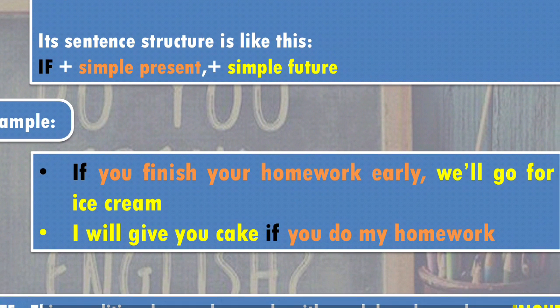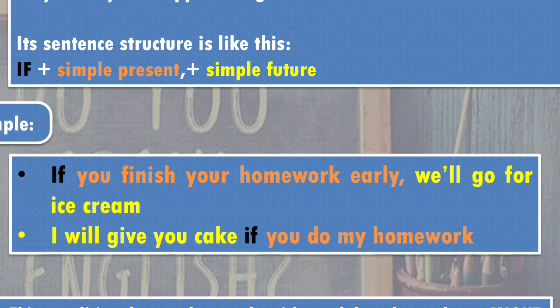Let's see the examples. If you finish your homework early, we'll go for ice cream. Si terminas tu tarea temprano, iremos por helado. I will give you cake if you do my homework. Te daré torta o pastel si haces mi tarea. Como vemos acá, la cláusula if es nuestra condición y la cláusula principal en amarillo es el resultado.